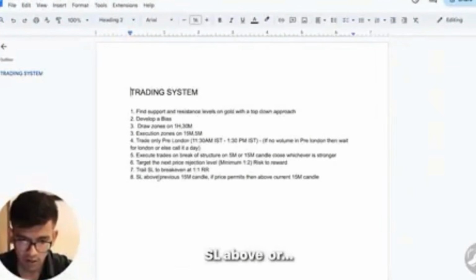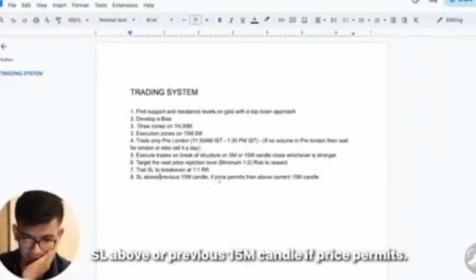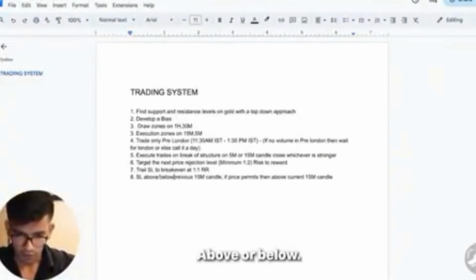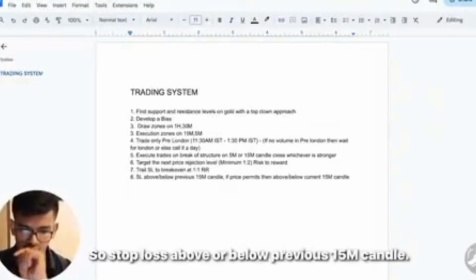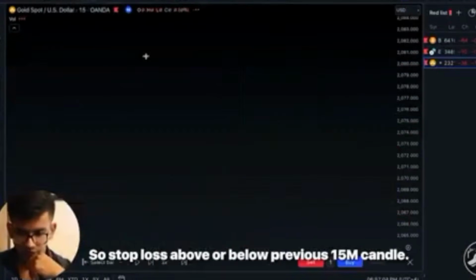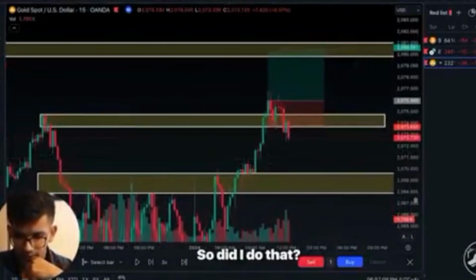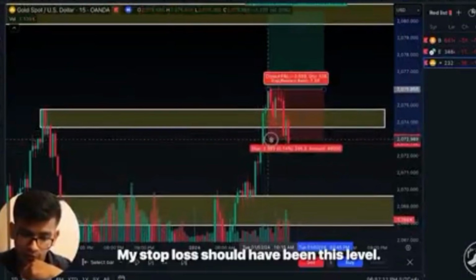Stop loss above or below previous 15-minute candle if price permits. Let me just edit it quickly. Yeah. So stop loss above or below previous 15-minute candle. Okay. So did I do that? No, I did not. My stop loss should have been at this level.